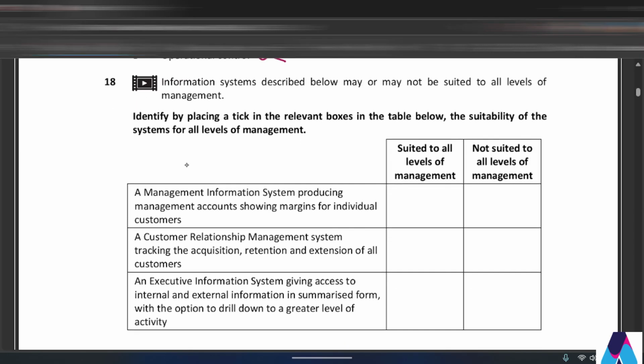Now question number 18, let's read it. Question number 18 says a management information system producing management accounts showing margins for individual customers, is it suited to all levels of management or not suited to all levels of management? Okay, so a management information system, MIS, I hope you guys know that it is for middle management. It's too detailed for the top management and too broad for the operational staff. So it is suited for all management staff.